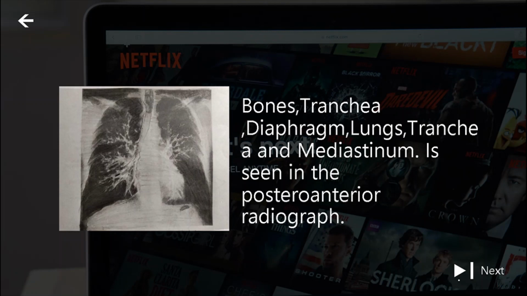So for the trachea, the translucent air-filled shading of the trachea is seen in the midline of the neck as a dark area. It is superimposed on the lower cervical and upper thoracic vertebrae.